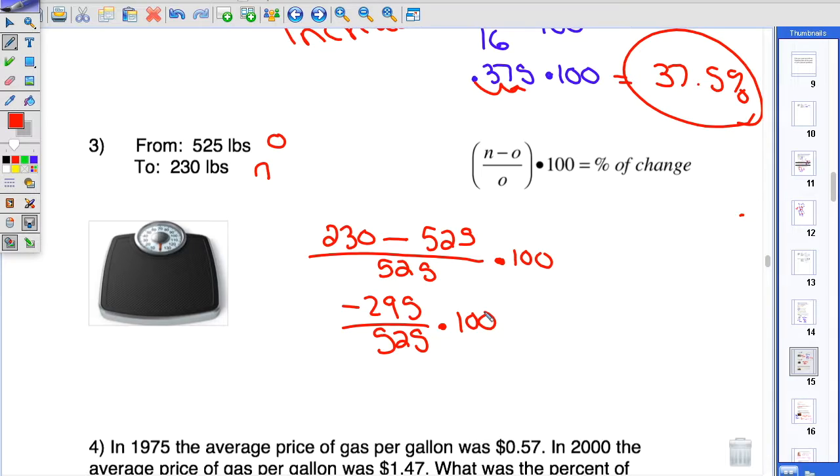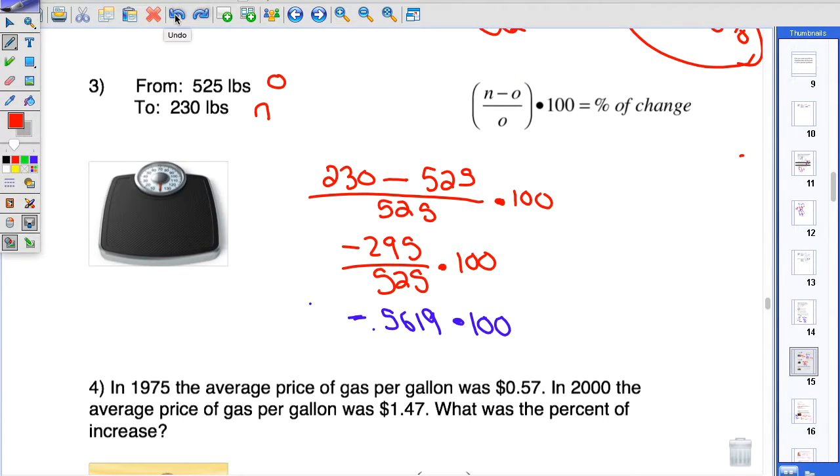Multiply it by 100. When we divide negative 295 by 525, we get negative 0.5619. You don't need to write any more places down. And we're going to multiply that by 100. So bring your decimal over 2 places to the right. So it gives us negative 56.19, which we now have to round to 1 place after the decimal. So the 9 tells us we need to change that 1 to a 2. So negative 56.2%. So this means that the person's weight dropped from 525 down to 230. So it is a percent of decrease.